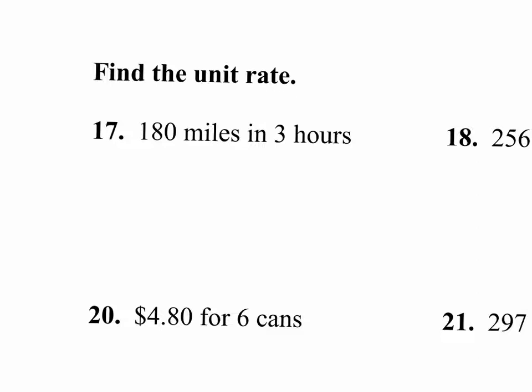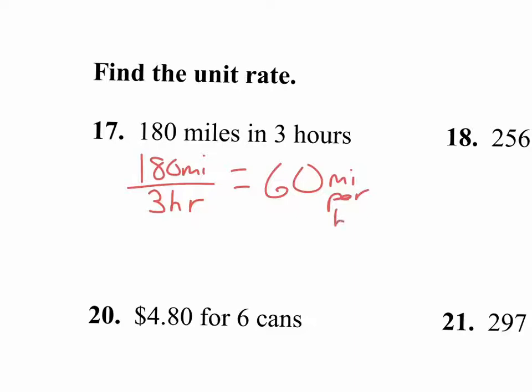So to find the unit rate, you're going to want 1 in the denominator. So I have 180 miles. I'm going 3 hours. The unit rate would be asking, how many miles am I going per 1 hour? In order to do that, I have to take my 180 miles and divide it by my 3 hours. 180 divided by 3 is 60. So I am going 60 miles per hour. Remember that line right here means per.